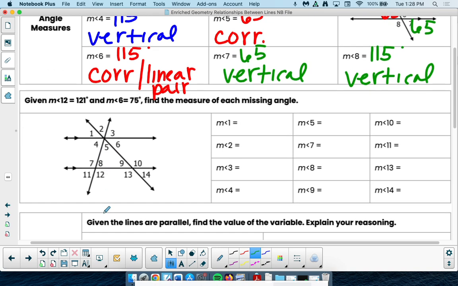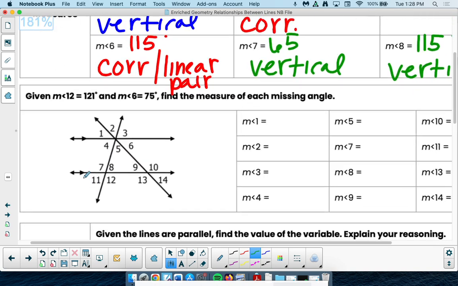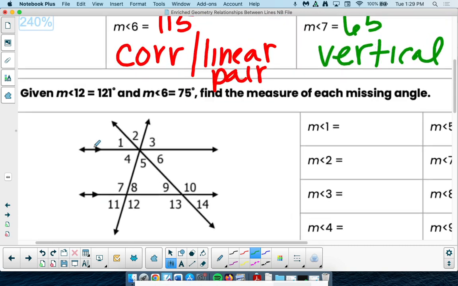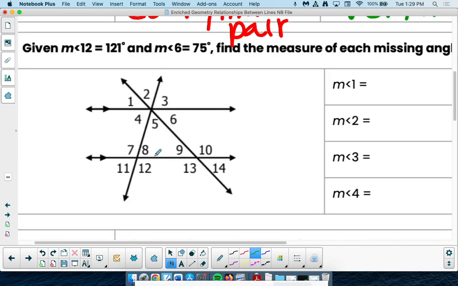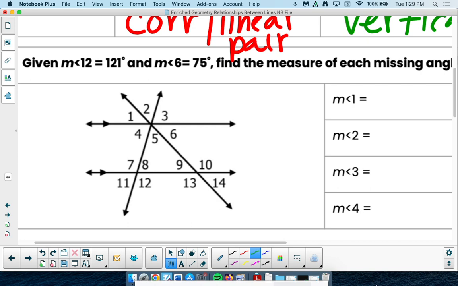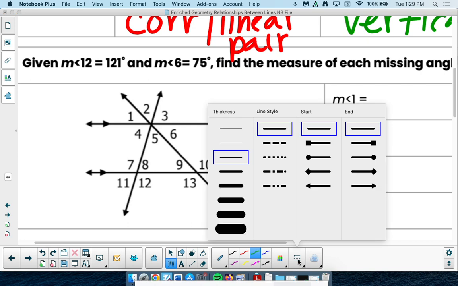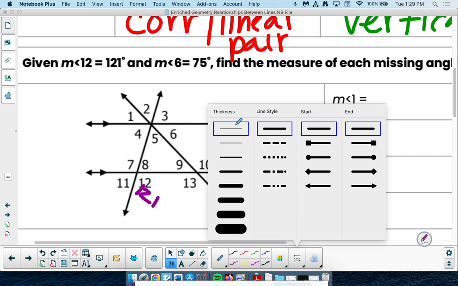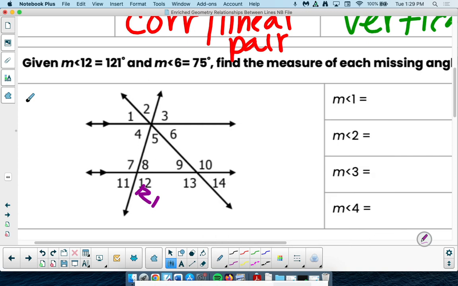So I'm going to make my screen super big. And I recommend when you do these ones, you guys, to write them all in on your picture first and then go back in and label them on your paper, okay? So label the ones that they give you. So angle 12 is 121. So write that right there. And angle 6 is 75. So we can find all these other numbered angles given just those 2.